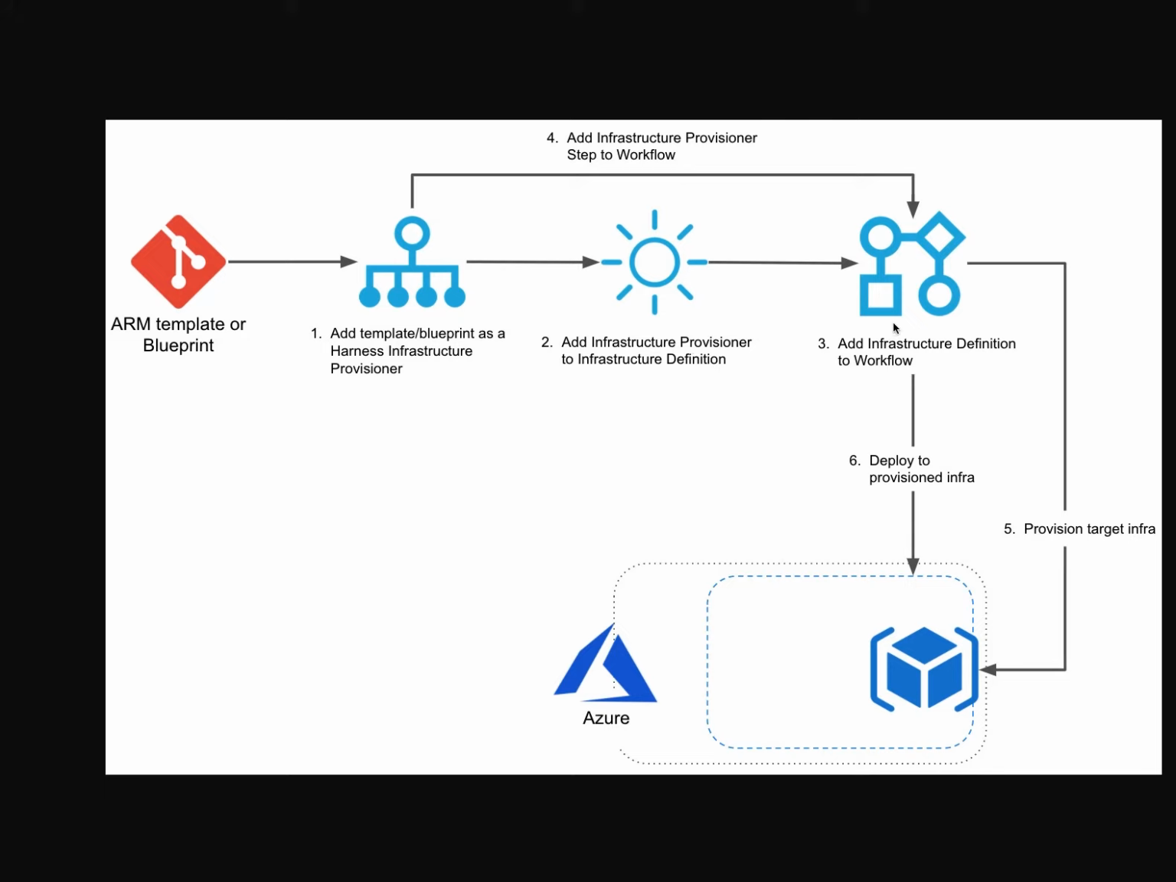So next, once you create the workflow, you select the infrastructure definition that you created as the target for that workflow. In the pre-deployment of that workflow, you add a step that uses the infrastructure provisioner, and that's going to build the infrastructure from the ARM template pre-deployment and then deploy it to the infrastructure. So it'll build the infrastructure in pre-deployment, and then during deployment, it'll deploy to that infrastructure. So let's look at some examples here.